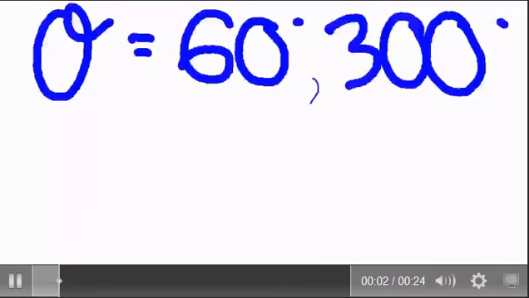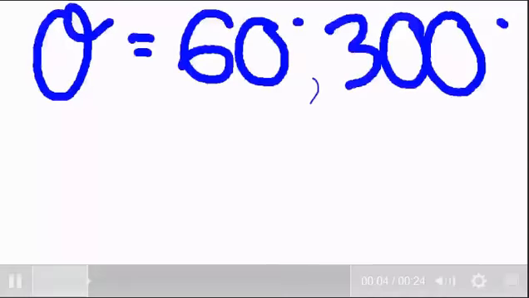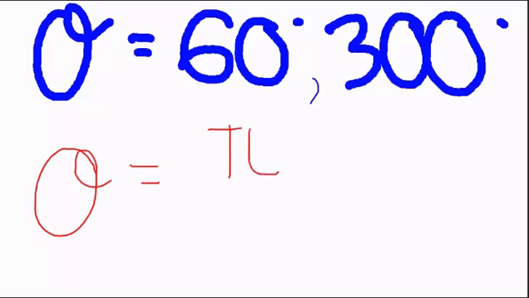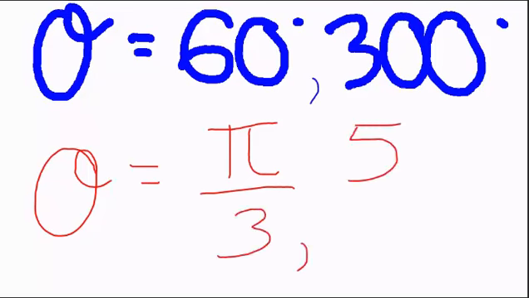There are two ways of writing the answer to this equation, either in degrees or radians. The answer in degrees is theta equals 60 degrees and 300 degrees. The way to write this answer in radians is theta equals pi over 3 and theta equals 5 pi over 3.